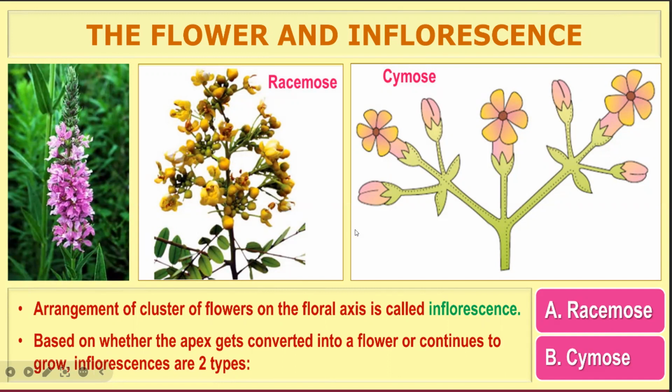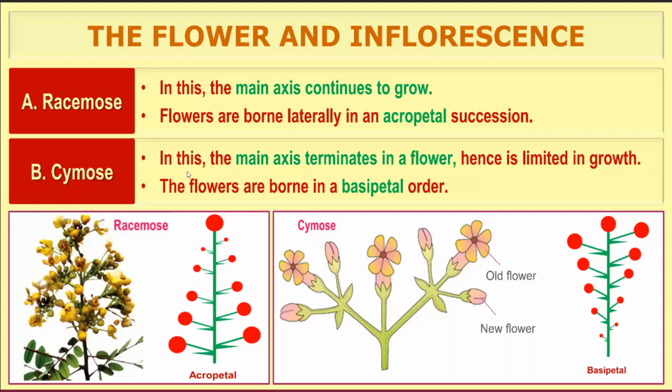In racemose, the tip continues to grow, and it will give rise to buds. Those buds will give rise to new flowers. In cymose, at the tip only one flower will grow first, and it will stop the growth of the tip. That is called cymose. So the difference: in racemose, the main axis continues to grow. This axis will keep on growing up.